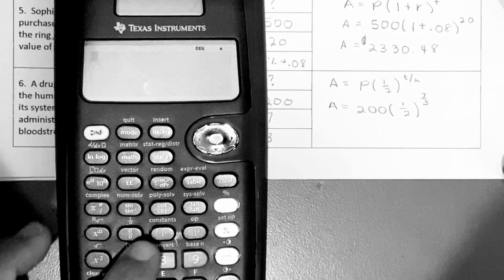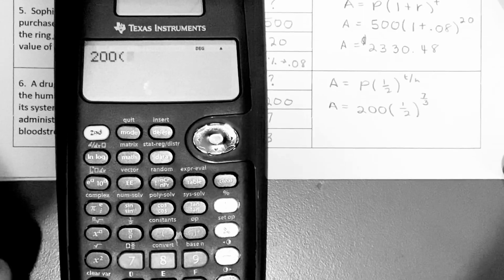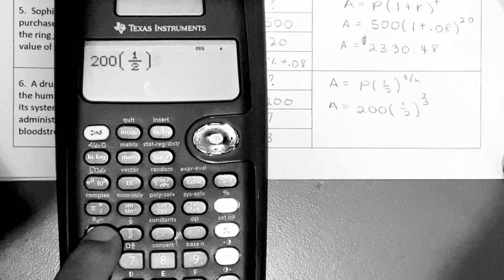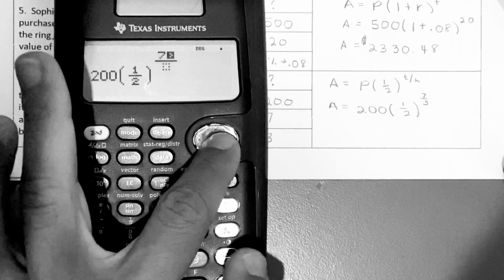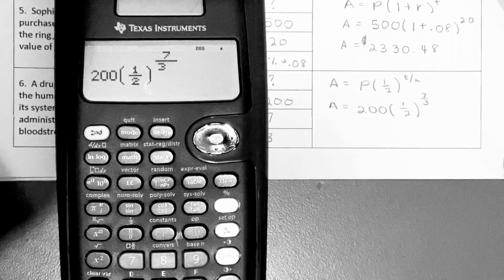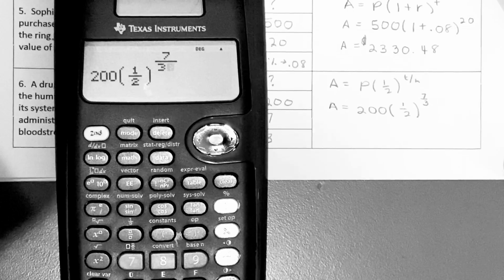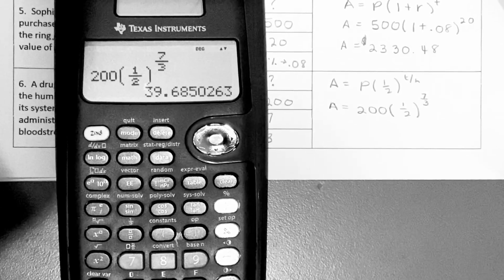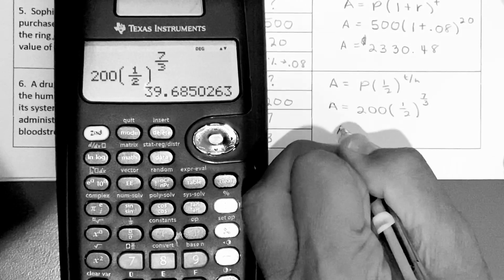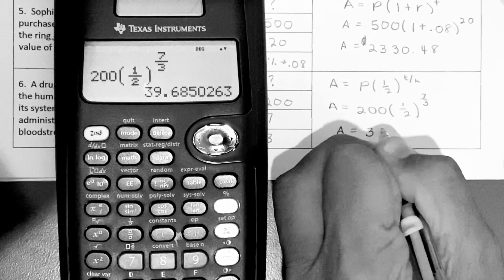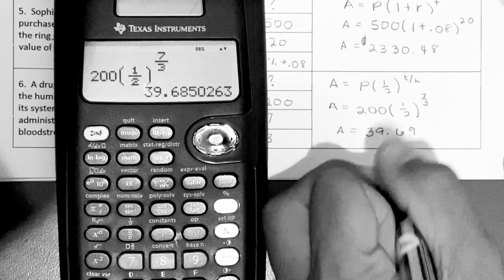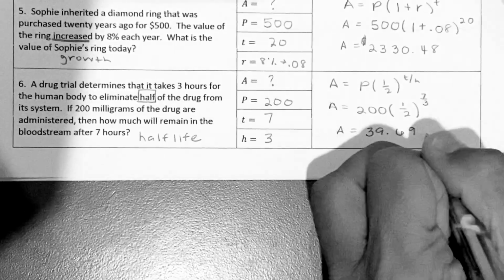After 7 hours, let's see how much will be left. So 1/2 raised to the fraction bar again, 7 over 3. And I'm assuming it's going to be under 50, because if you cut it in half twice, you would have 50. It should be slightly less than that. So A will be 39.69 milligrams.